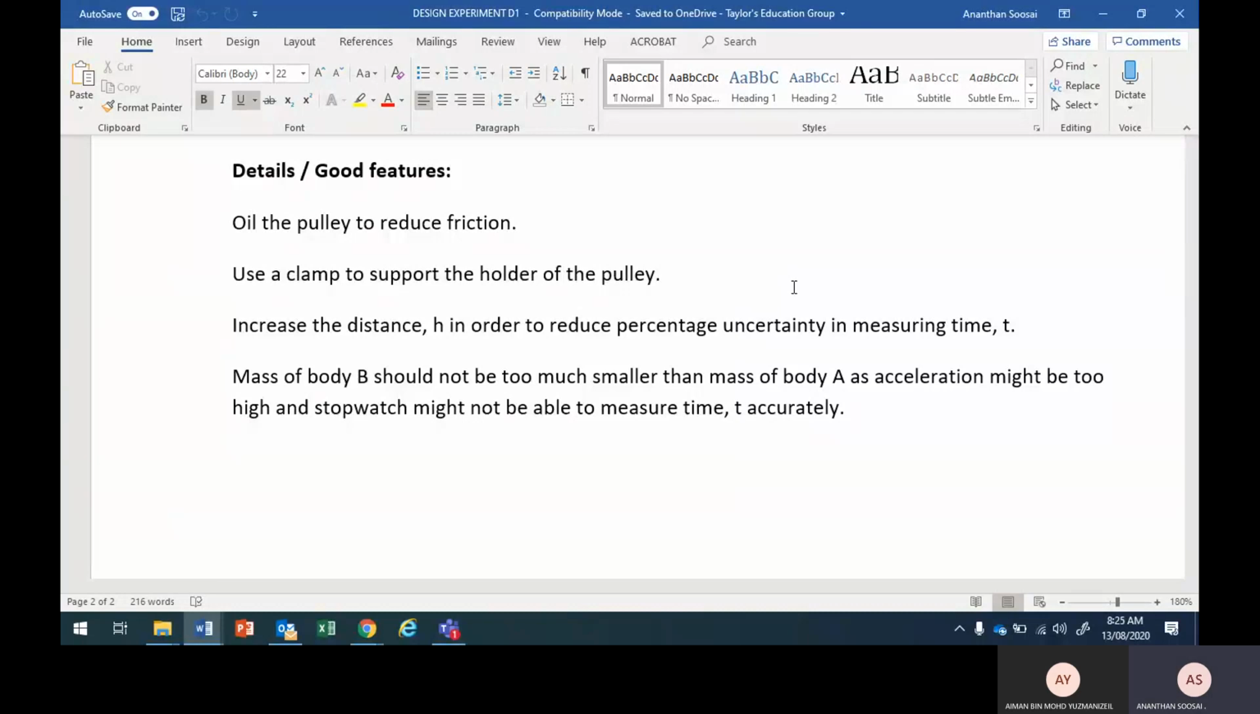Any other detail you feel can be added? You can talk about the ruler. And when you measure the edge, make sure the ruler is perpendicular to the ground by using a set square. Extra details that can be added.